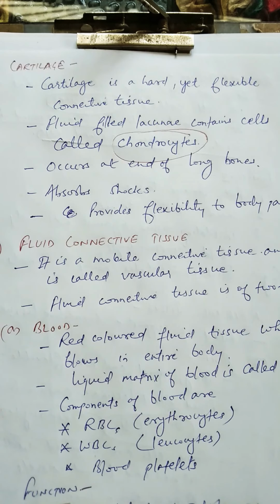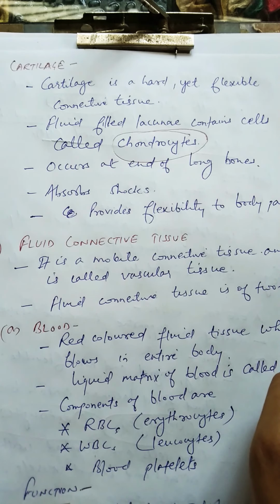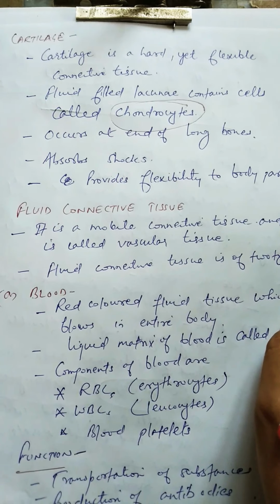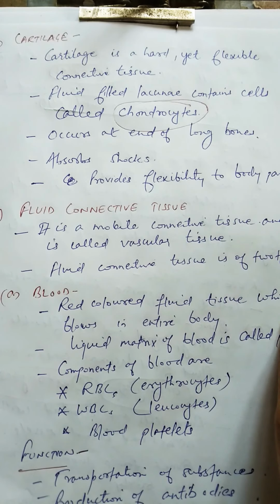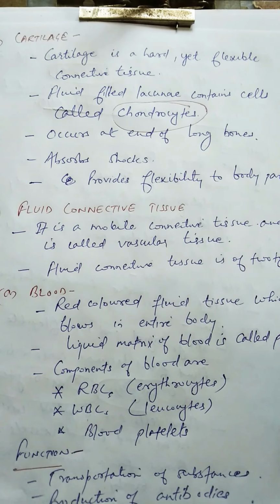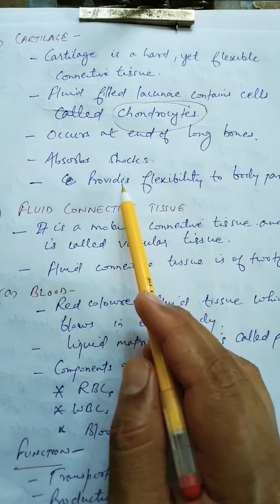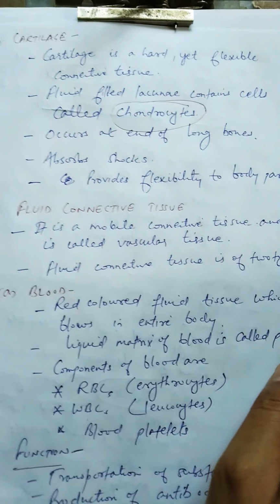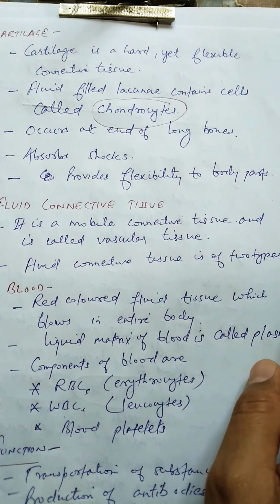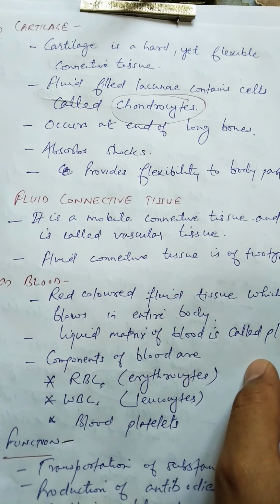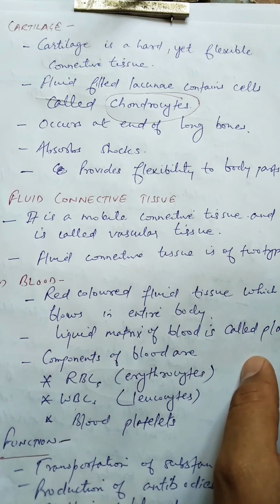Now where is cartilage present? It occurs at the end of long bones. At the end of these long bones you can find these cartilages. Now see what they do, they absorb shocks. They provide flexibility to body parts. You can find these cartilages at the end of your nose and tip of ear.